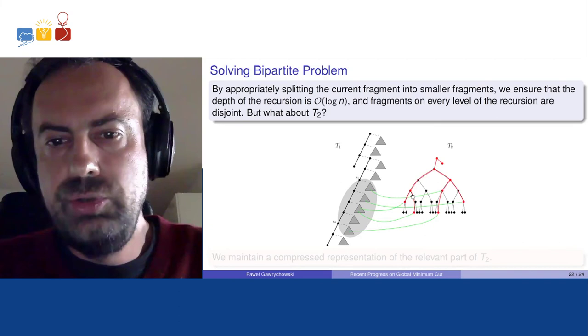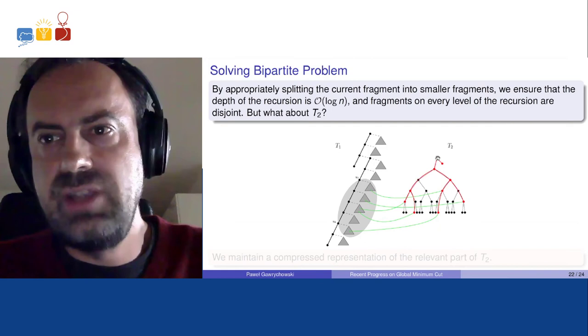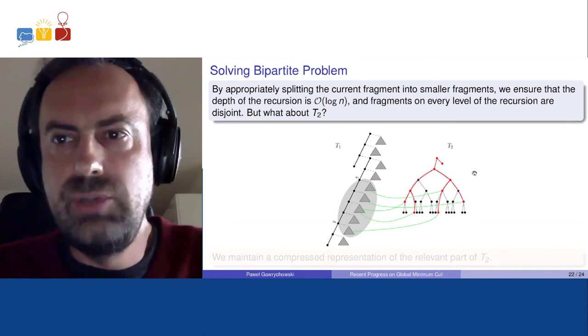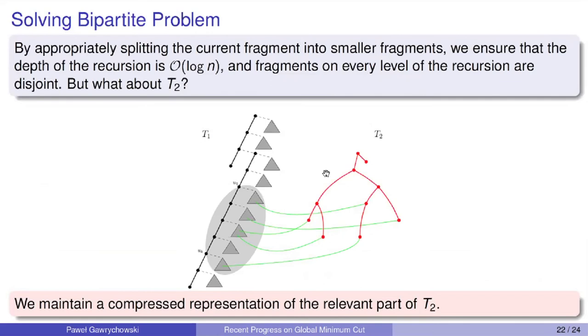And for technical reasons, we have to attach an extra root. I will not define exactly how to do the specification, but it should be intuitively clear that you don't need to keep all the edges. So if you can do this, then whenever we have a fragment, you have a compressed representation of the interesting part of T2. So it's not really a subtree of T2, it's some kind of representation of the interesting edges from T2.